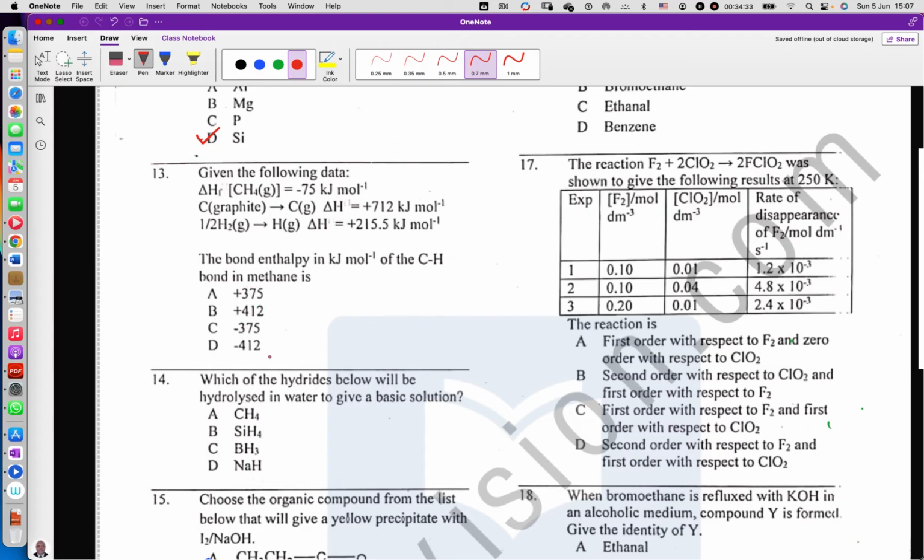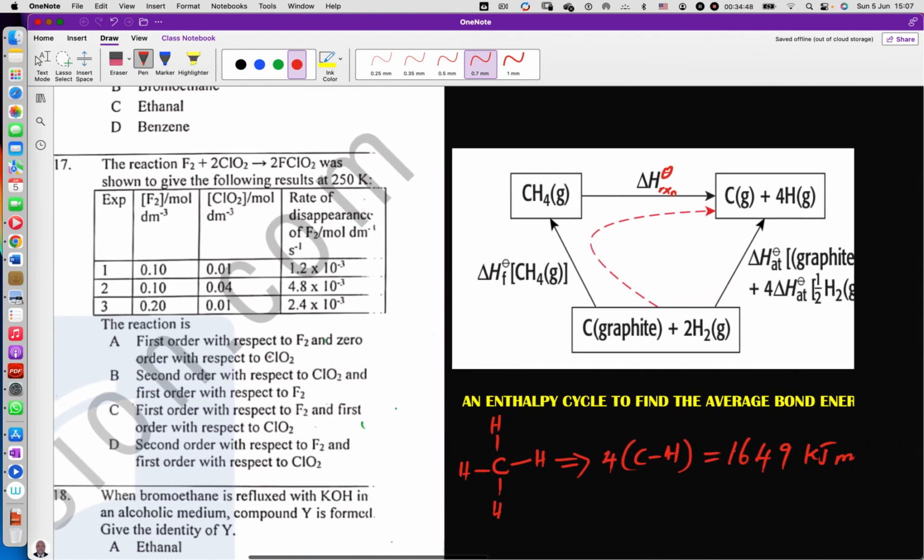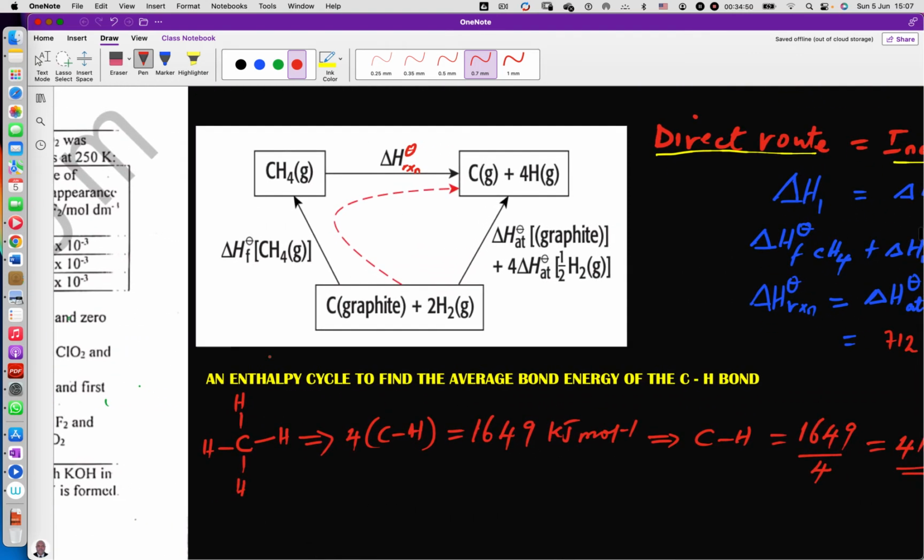Okay, we need to calculate the average bond energy for the carbon-hydrogen bond in methane. The first thing you do here is draw an enthalpy cycle, using Hess's law. What is Hess's law? Hess's law is very, very important. So using Hess's law, this is how we can draw this.